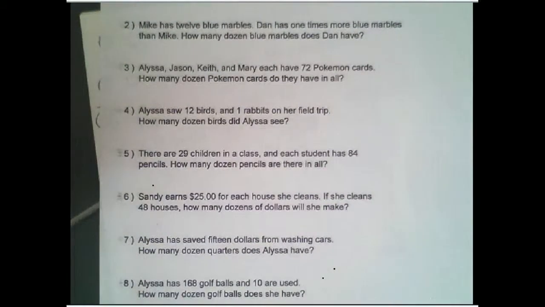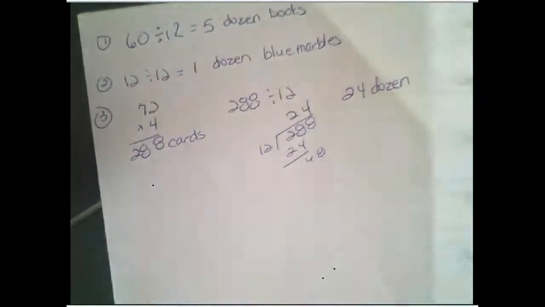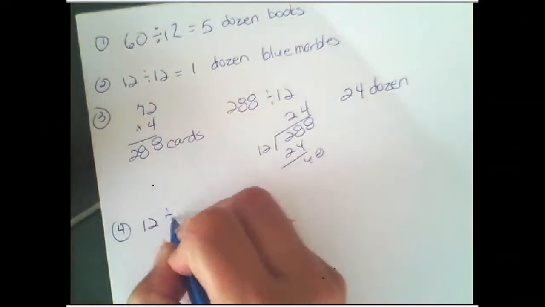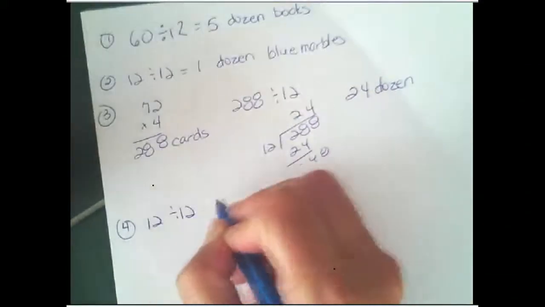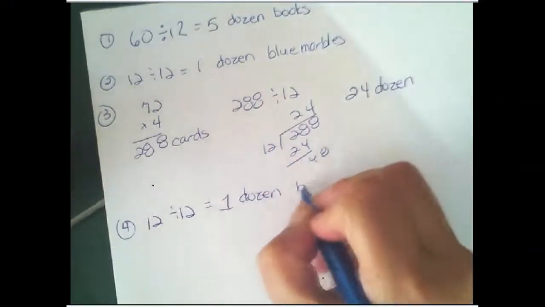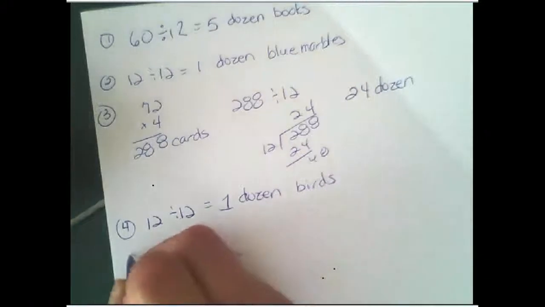Let's look at the fourth one. Alyssa saw 12 birds and 1 rabbit on her field trip. How many dozen birds did she see? She saw 12 birds. We don't care about the bunny rabbit. We want to know how many dozens. Again, we're dividing by 12. 12 divided by 12 again is 1 dozen birds that she saw.